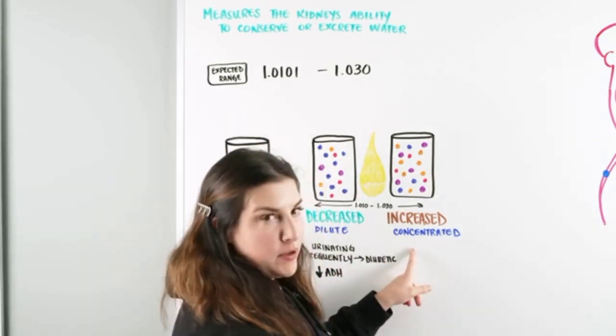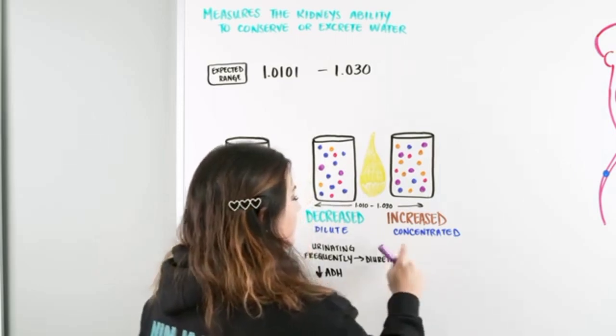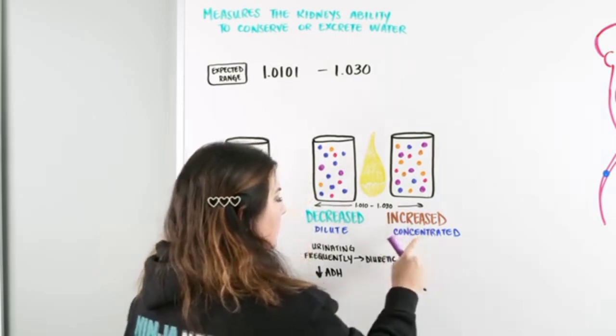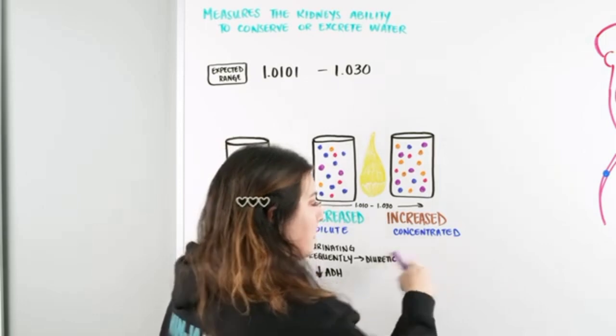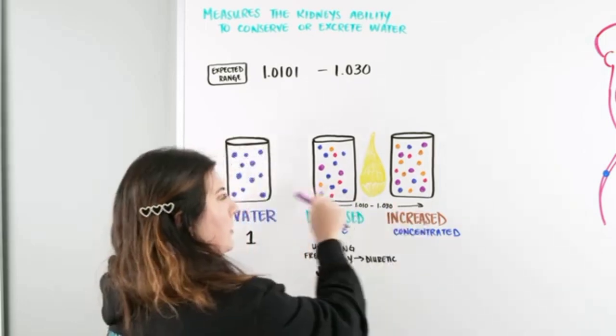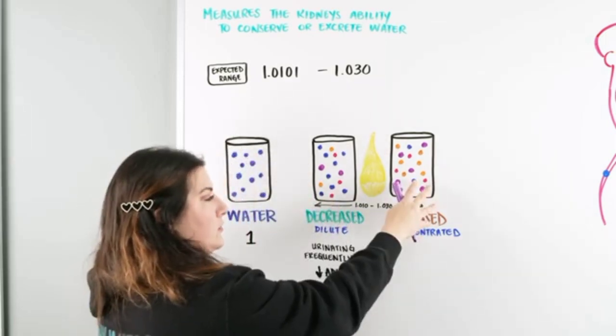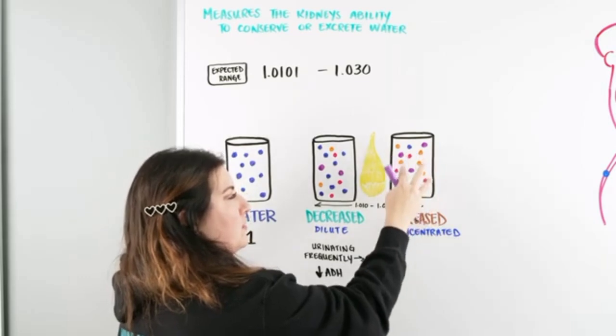Now on the other side, let's talk about a concentrated urine. So when we talk about a person with an increased urine-specific gravity who's got something concentrated, they probably have less water, right? Because we talked about it up here. We have less molecules of water up here. We have more concentrate, more stuff in it.